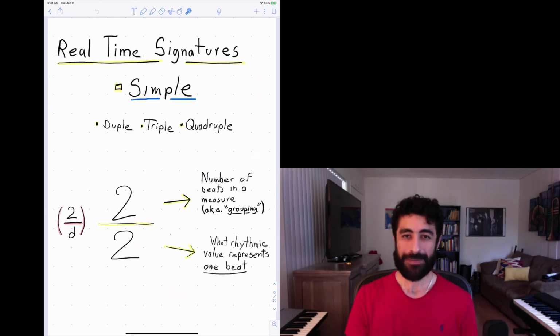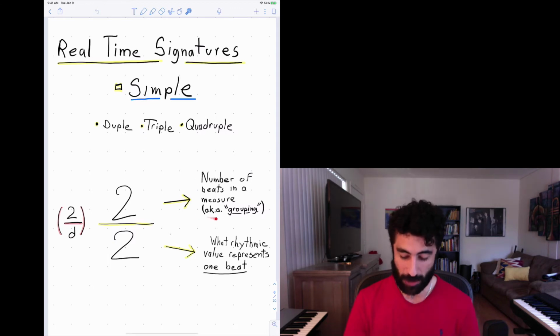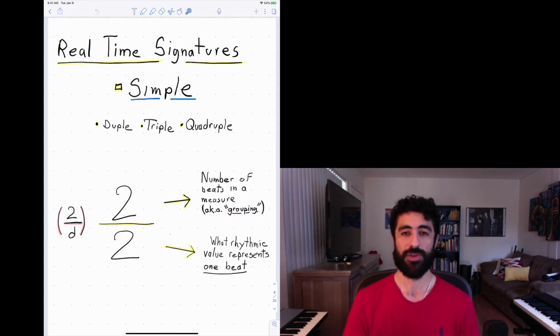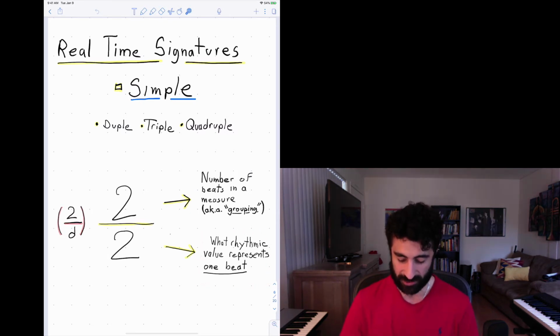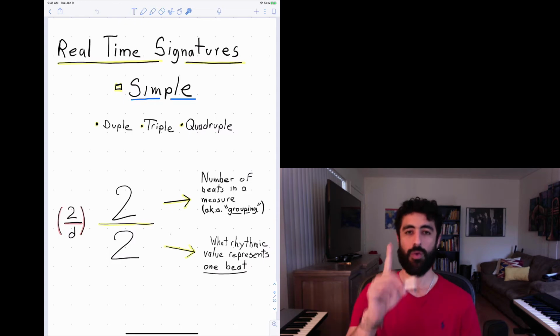In real time signatures, when we're representing simple subdivisions, whether they are duple, triple, or quadruple, the top number shows us how many beats are in a measure, also known as the grouping of the beats, and the bottom number still tells us what is the rhythmic value that represents one beat.